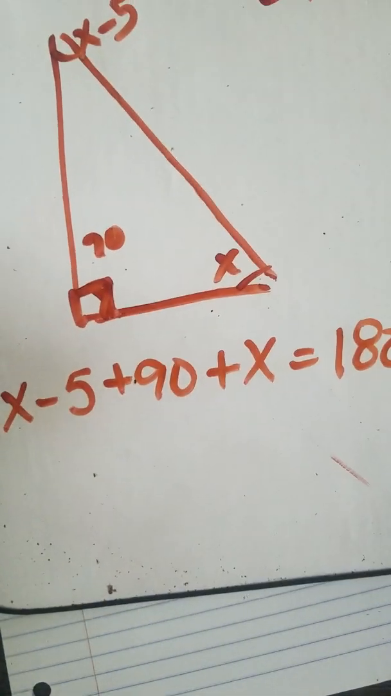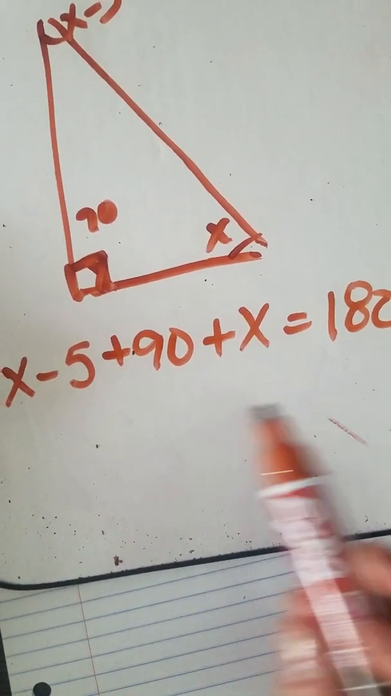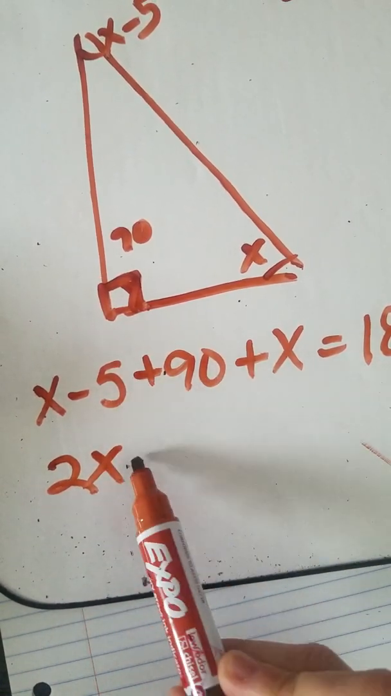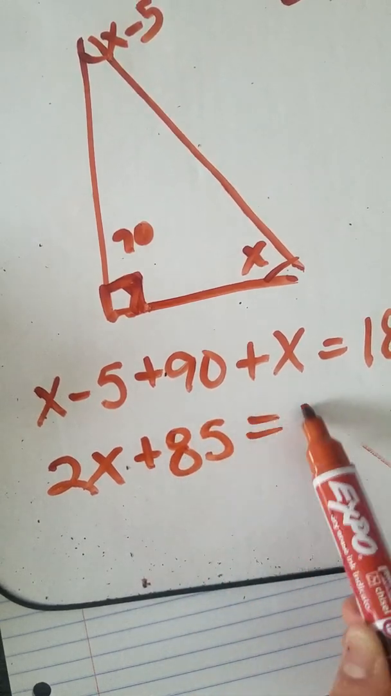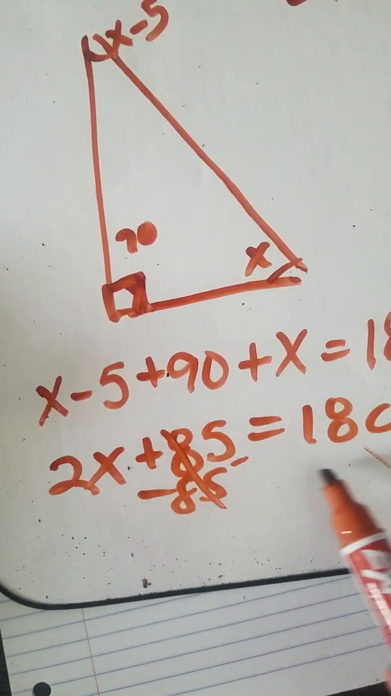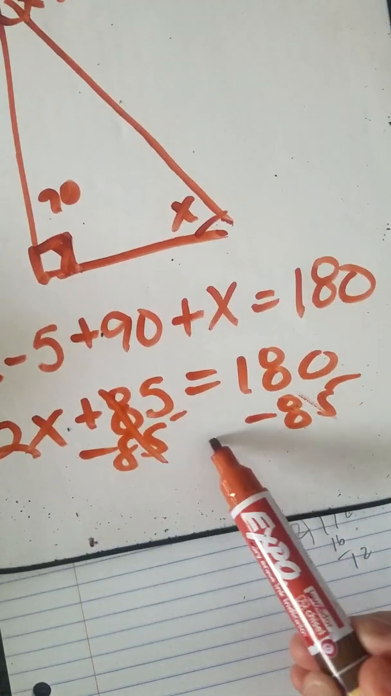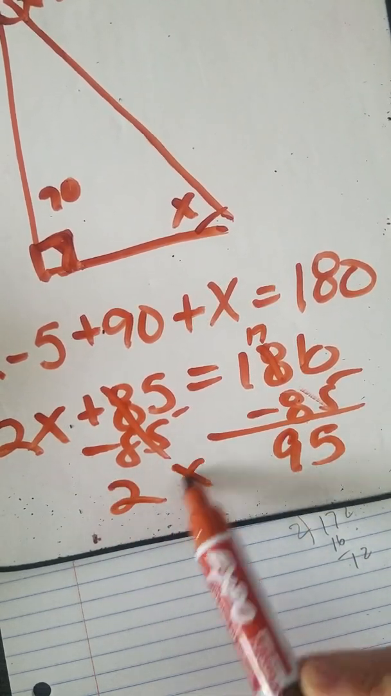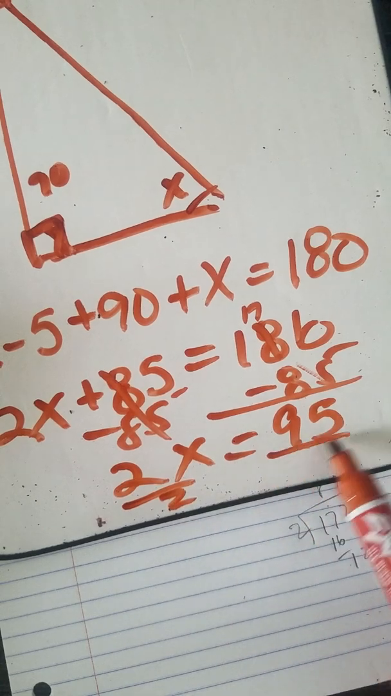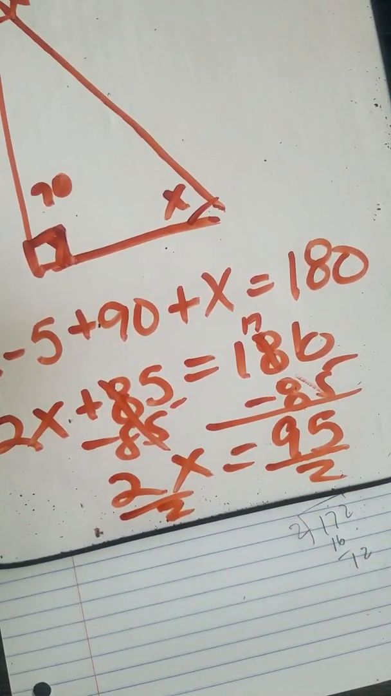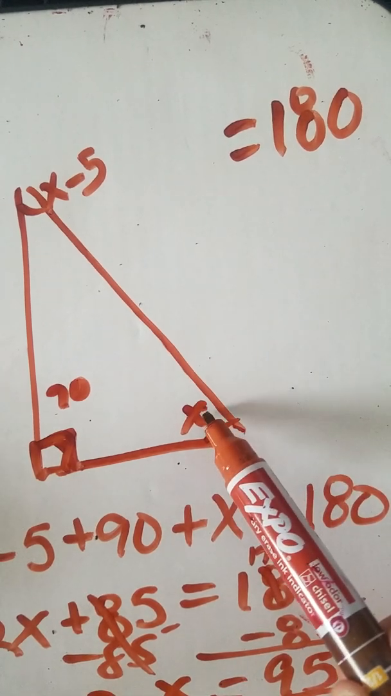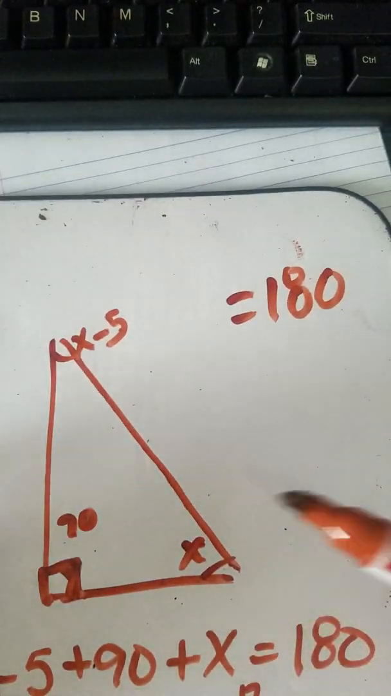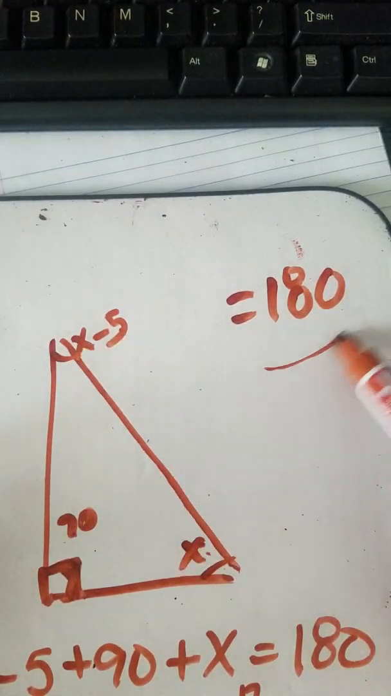So once you have that information, you're going to go ahead and solve. Okay, and x and another x is 2x. Minus 5 plus 90 is plus 85. Equals 180. Subtract 85, subtract 85. This is 95. 2x equals 95, divide by 2, divide by 2. You can use your calculator and that's going to give you x. Okay? And then you can plug it in here, and you can plug it in here and do this equation, and you're going to get all three angles. And then to check your work, add them up, and it should be 180.